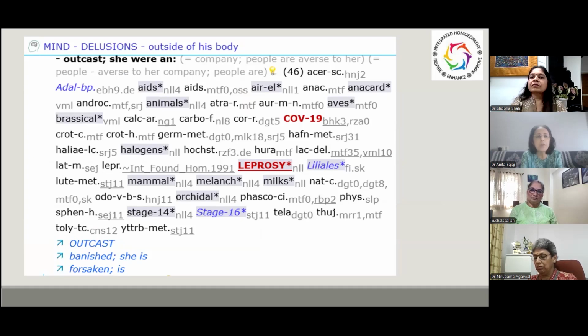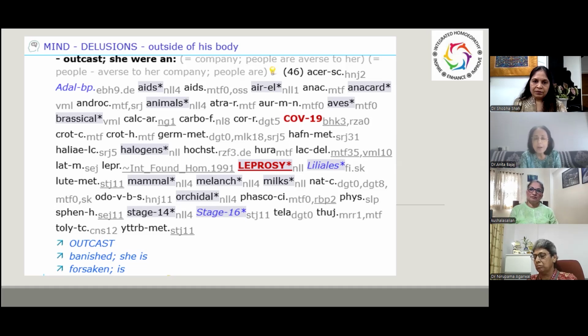Now if you see the rubric delusion outcast, उसमें आप देखेंगे तो leprosy comes in boldly, COVID-19 nosode very boldly, because leprosy is now almost gone, but COVID-19 again reminded us of this outcasted feeling where people were avoiding COVID patients. Not just COVID patients, family members of COVID patients, or even the dead bodies of the COVID patients. So this was the lepra miasm feeling.